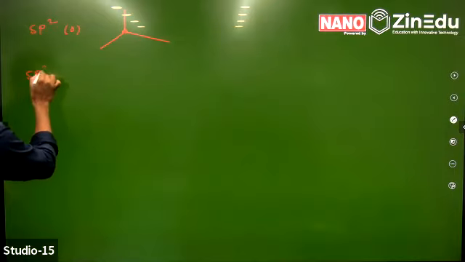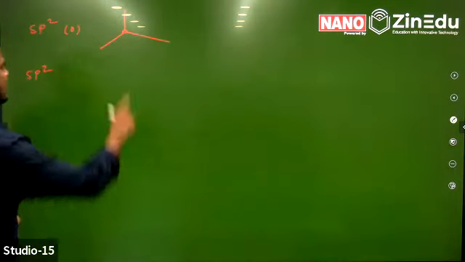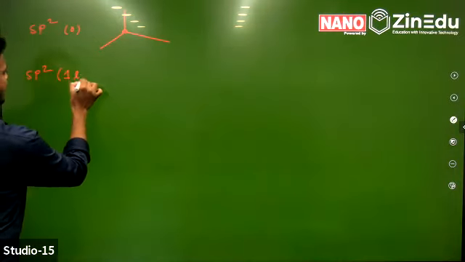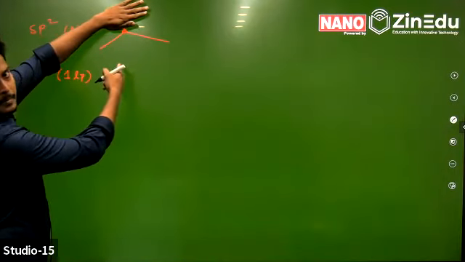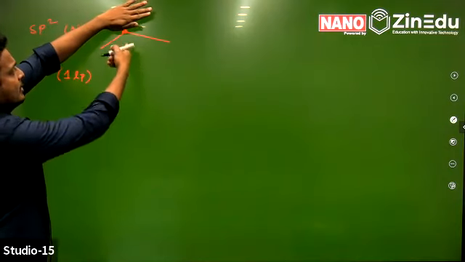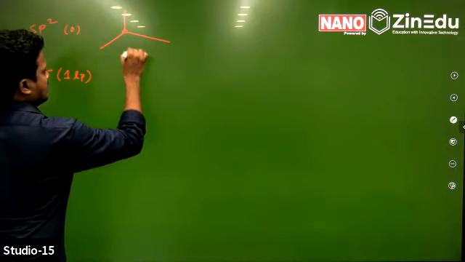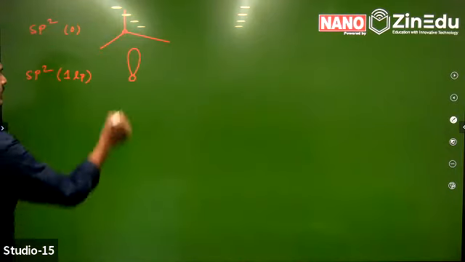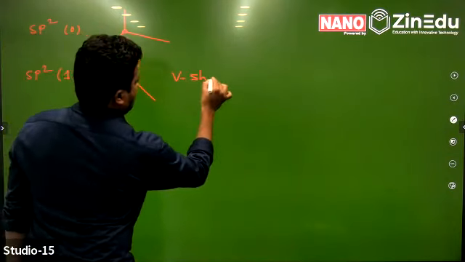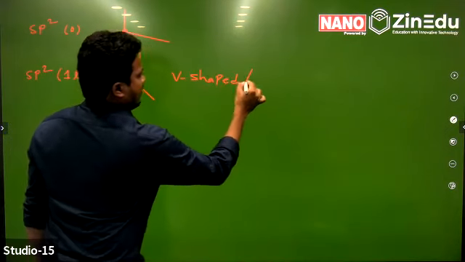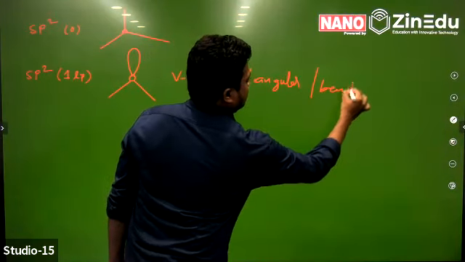In the same way, sp2 hybridization, if you are considering only one lone pair, geometry is deviated. If we consider this as a lone pair, then how does it look? Angular or bent or V-shaped. If you are taking this as the central atom with a lone pair, shape of the molecule is like this, V-shaped. It is also called angular or bent.